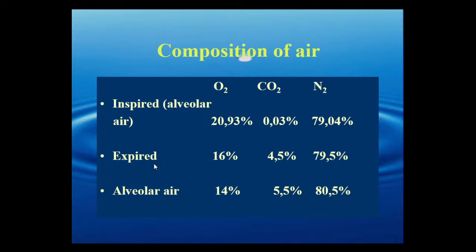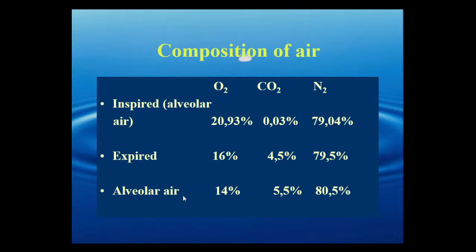Expired air consists of less quantity of oxygen, more carbon dioxide, and almost the same quantity of nitrogen. And alveolar air, expiratory alveolar air during exhalation, includes less oxygen, more carbon dioxide, and a few more nitrogen. Why we have such differences? Atmospheric air, it's clear, it's inspired alveolar air. It's composition of our atmospheric air, our atmosphere.